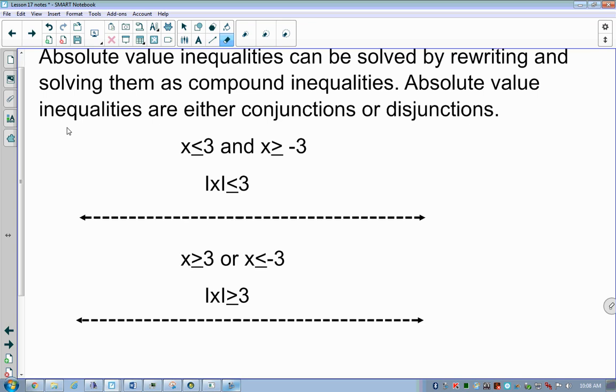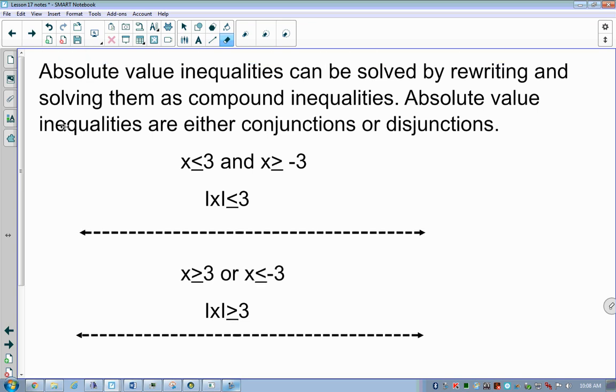Oh, there is. Absolute value inequalities. Absolute value inequalities can be solved by rewriting and solving as compound inequalities. Absolute value inequalities are either conjunctions or disjunctions. Well, let me just kind of draw this up here real quick. Conjunctions are where I have a line between 2 points. It could be filled in over here and open over there, or both filled in or both open, or whatever combination of those two things. This would be a conjunction.